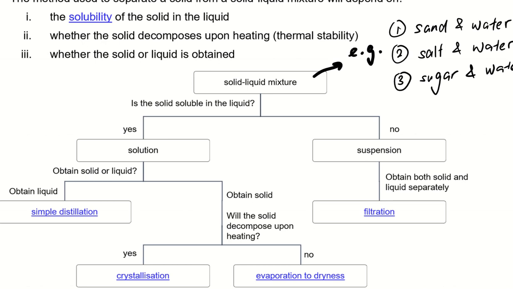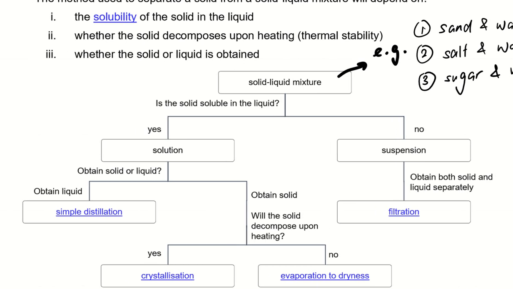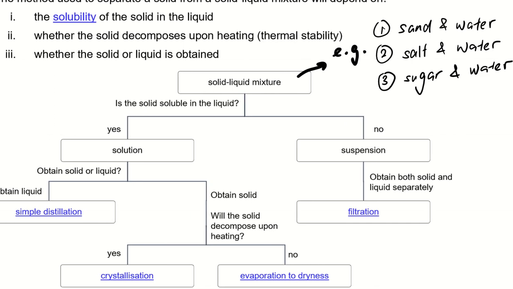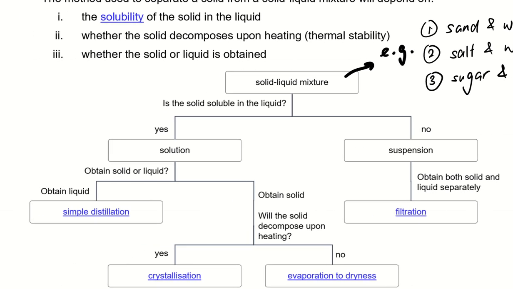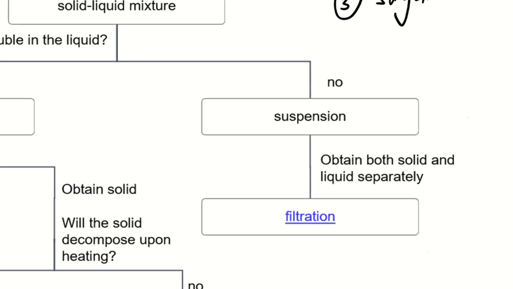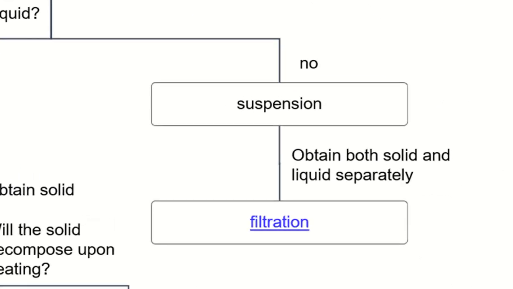So let's say I want to obtain the sand from water, so what do I do? I must ask myself, is sand soluble in water or not? No, right? So in this case, if the sand is not soluble in water and I want to obtain the sand, I'll use filtration. Why? Because filtration is to separate insoluble solids from the liquid.